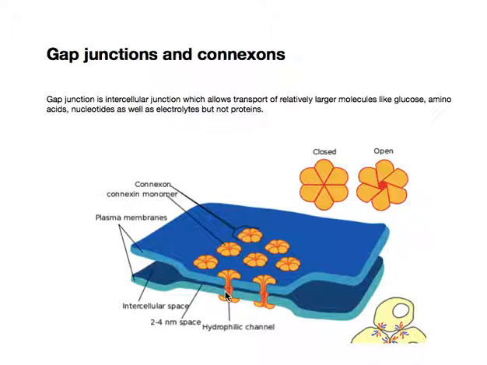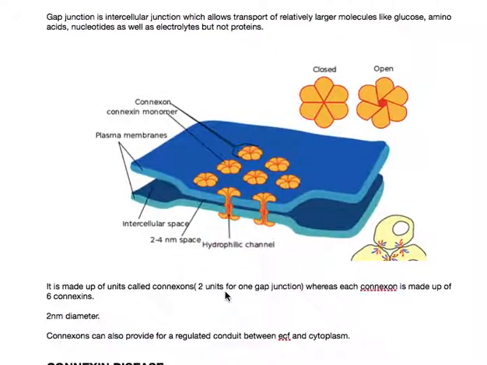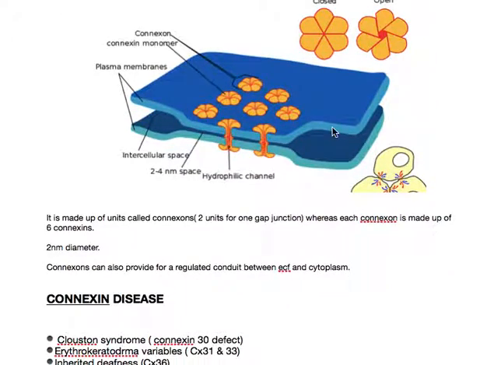because of the gap junction. We have already talked about connexon and connexin, and the diameter is around 2 nanometers. Another important point is that a connexon is not only an intercellular connection, but it can also provide a regulated conduit between ECF and cytoplasm. That is, through the connexon a cell can communicate with the extracellular space or ECF. Not necessarily a gap junction, because for the formation of a gap junction, we need two connexons.